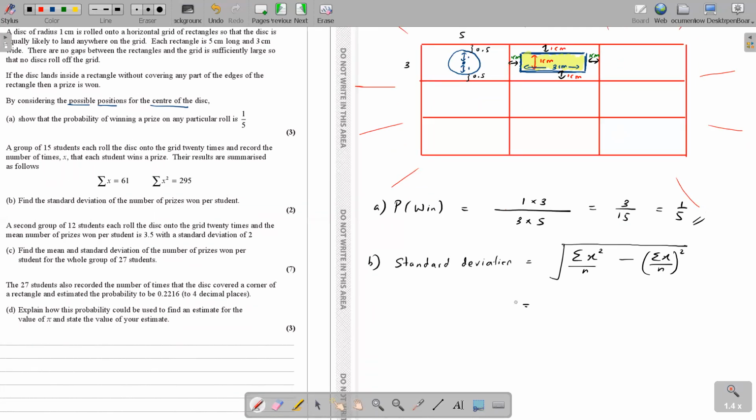Sigma x square, how much is sigma x square? 295. Number of children, a group of 15 students, so n is 15. Minus sigma x over n, whole thing squared, and square root. Here they are 61, right? I'm sorry, sigma x is 61. How much is it?